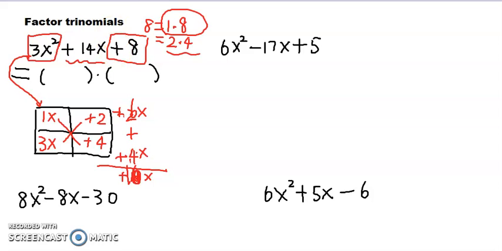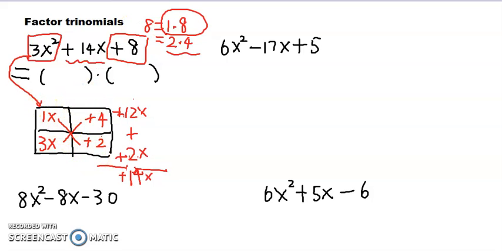So that leaves us the only option, switching the 4 and the 2, so 4 and 2. Now when we cross multiply, we're going to get exactly what we need, because 3 times 4 is 12x, and 1x times 2 is 2x. And 12x plus 4x, combining these two like terms, gives exactly 14x that we need. So that tells us this is the correct answer.